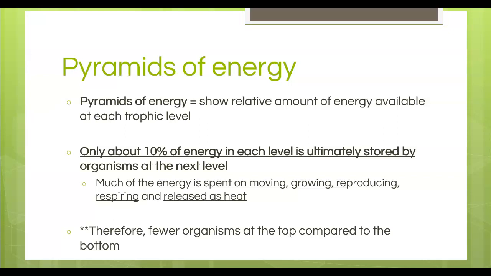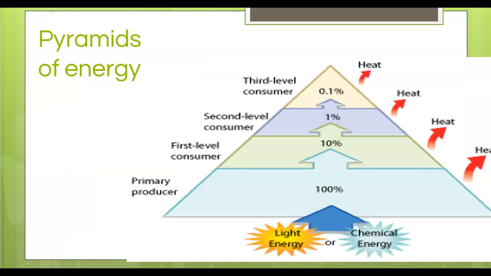So if you start out with 100% of energy, then the next level only has 10%. So much of the energy is spent on moving, growing, reproducing, doing cell respiration, and it's being released as heat. So the impact that this has then is that there are more organisms at the bottom of a food chain, so there's more total organisms than what there would be at the top. So here's what a pyramid of energy looks like. So again, you're decreasing by 90%, meaning that only 10% of the energy moves on to the next level. It's all being released as heat.